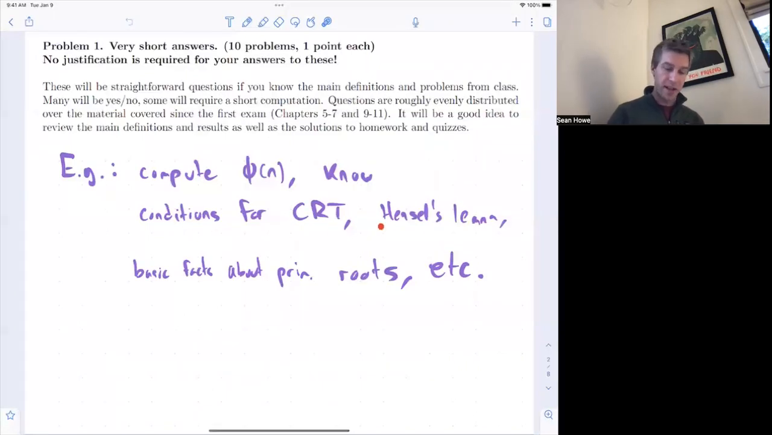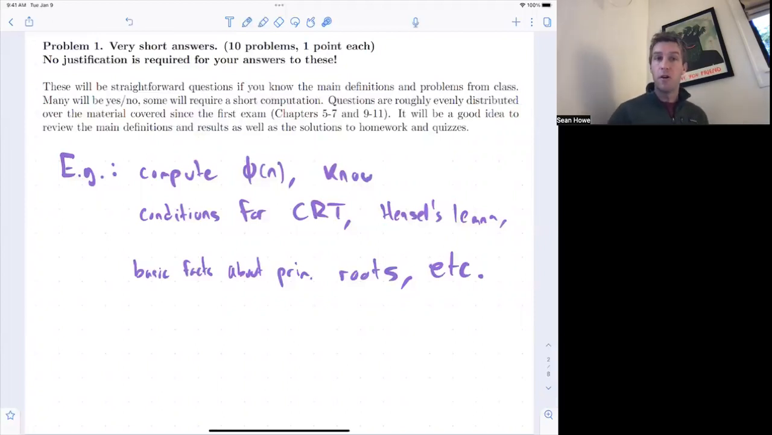You should know the conditions for Hensel's lemma to apply. You should know basic facts about primitive roots, like when they exist, when they don't exist, different characterizations of primitive roots, etc. So this kind of thing. And again, if you go back and look at what kinds of questions were asked in the first very short answer question, then you can get a good idea of what type of questions you might be expected.